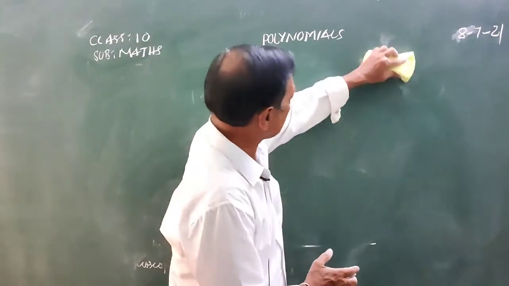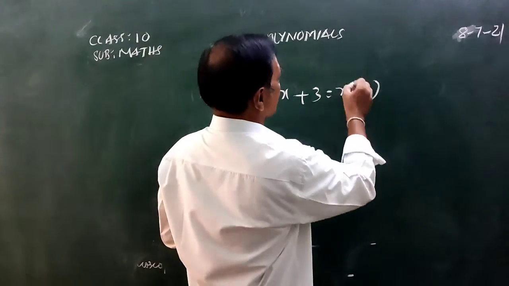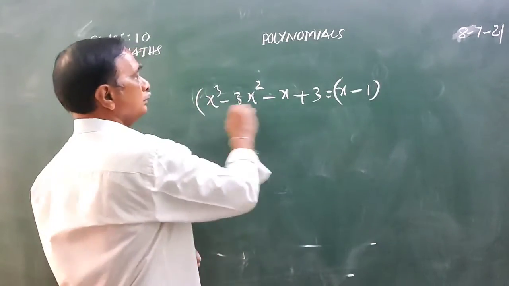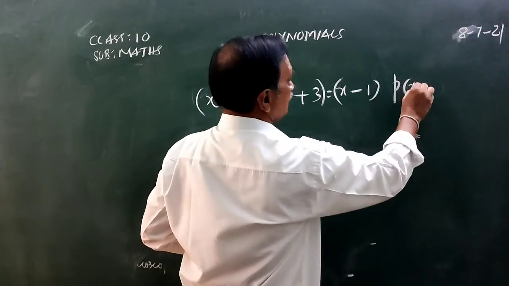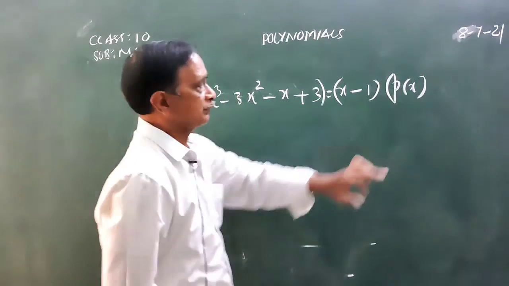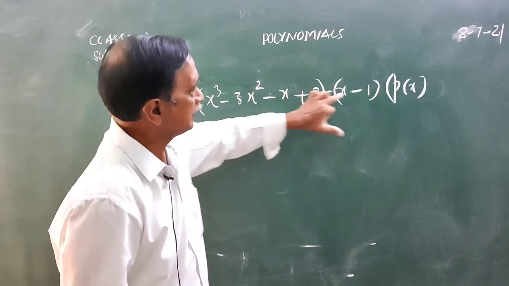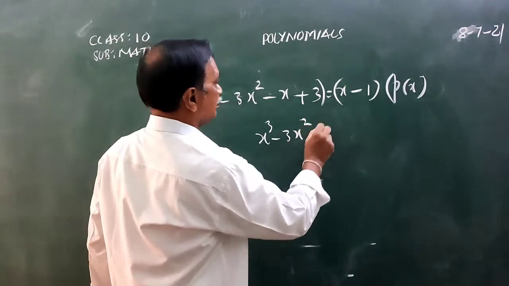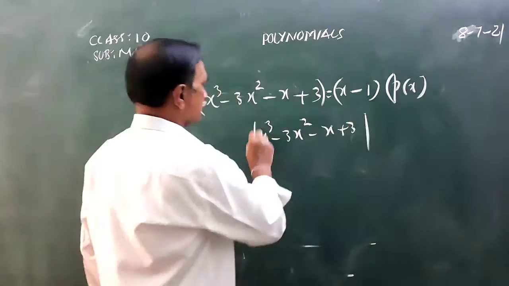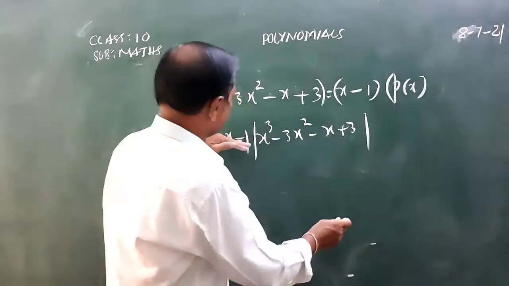As 1 is a zero of the polynomial, we can take one of the factors as x minus 1. To get the other zeros, we have to find the other factor first. Let that other factor be p of x. So to get the other factor p of x, you have to divide this polynomial by x minus 1. Divide x cube minus 3x square minus x plus 3 by x minus 1. Divide the first term by first term. x cube by x gives what?